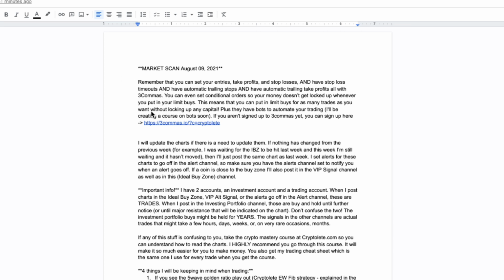But going back to the market scan, I already went over this in the beginning. Basically, I use 3 commas to do all my trades. So you could go to this right here. Let me copy and paste it for you guys.